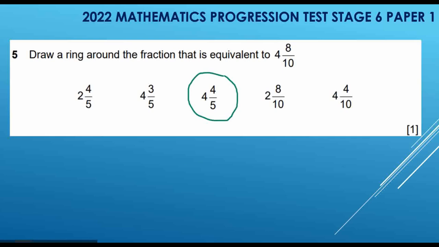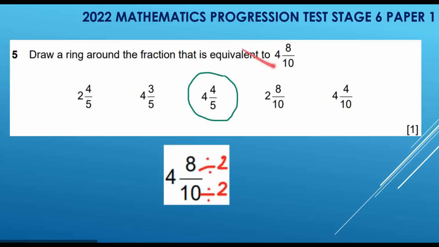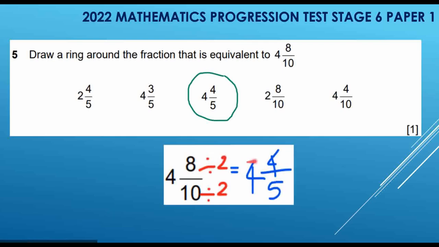So the answer is 4 over 5. How did we get that? We have 8 over 10. We divided by 2 because 8 and 10 are even numbers. 8 divided by 2 is 4, and 10 divided by 2 is 5. So that's how we got 4 over 5.